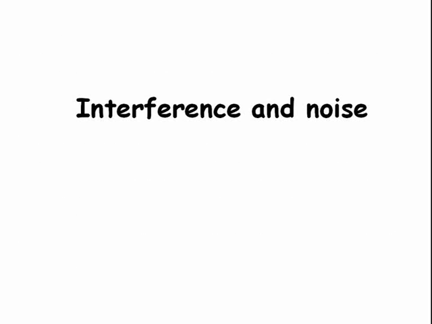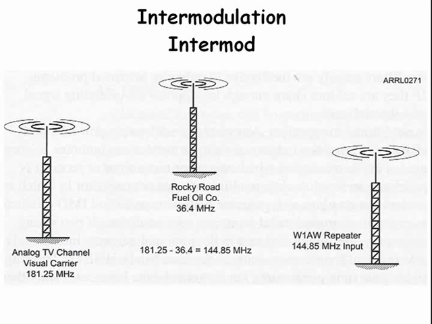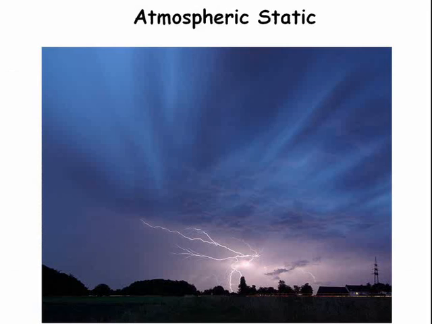And now interference and noise. Intermodulation, or intermod as it's known, can occur when RF signals from several signals add or subtract together. The most common form of static noise is caused by the buildup of static electricity in the atmosphere, mostly during thunderstorms.